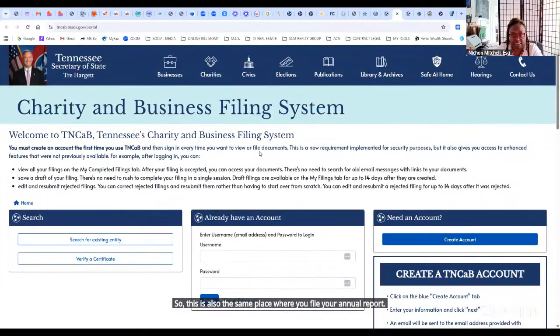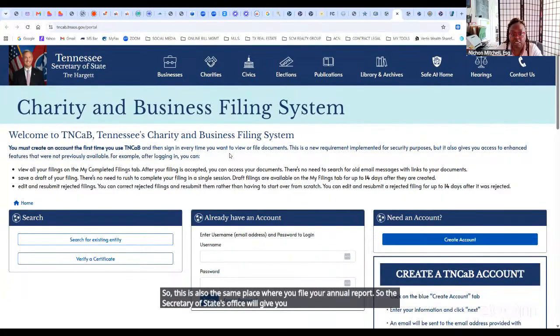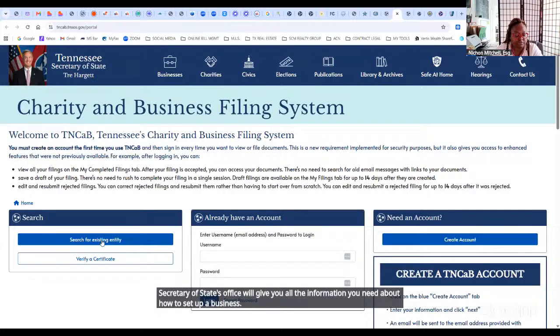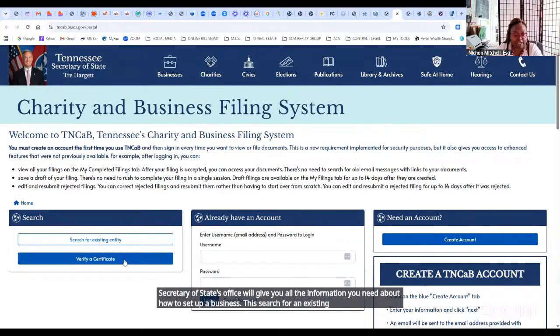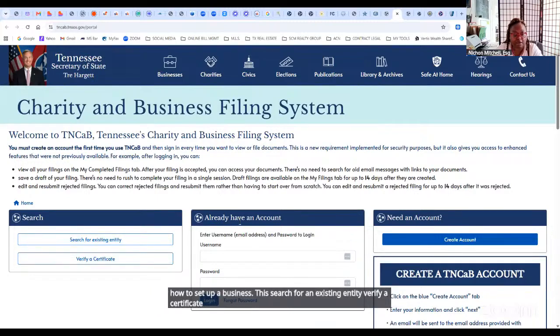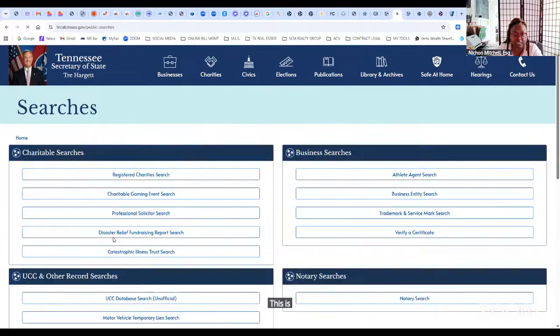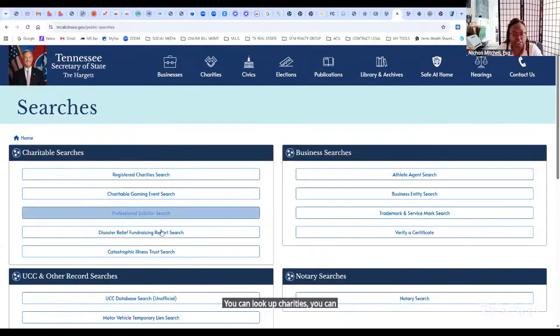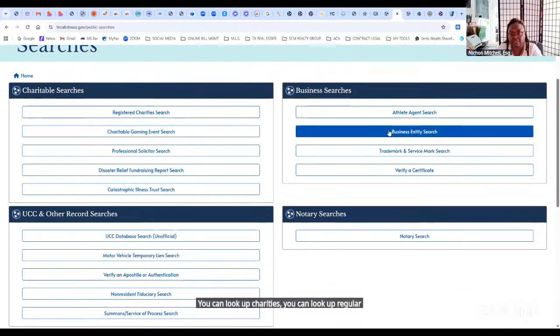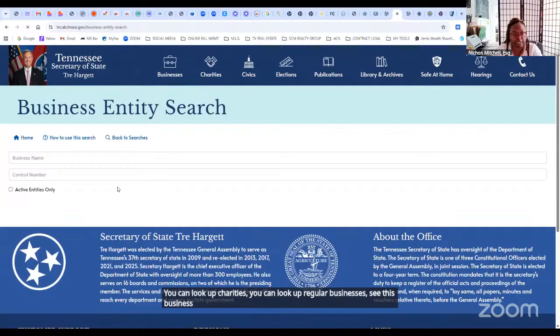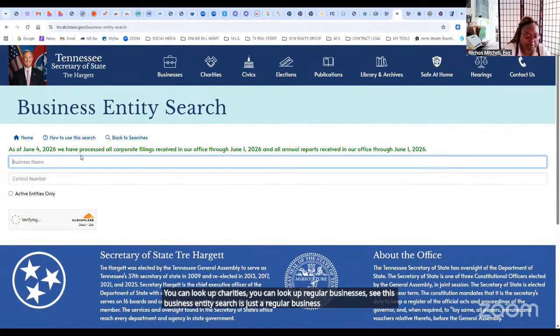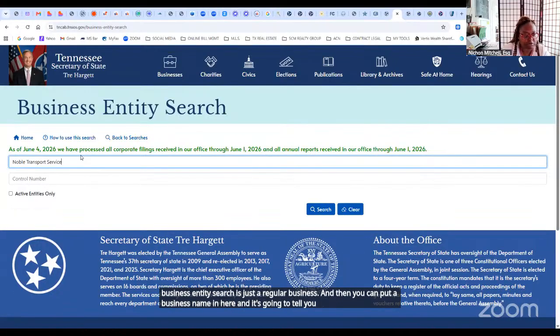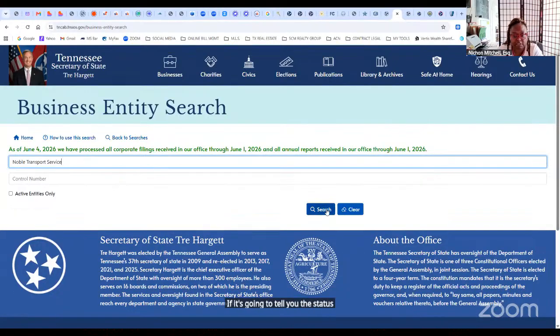So the Secretary of State's office will give you all the information you need about how to set up a business. This search for an existing entity, verify a certificate. This is in order to see if a business is in existence. You can look up charities, you can look up regular businesses. See, this business entity search is just a regular business. And then you can put a business name in here and it's going to tell you the status of the business.